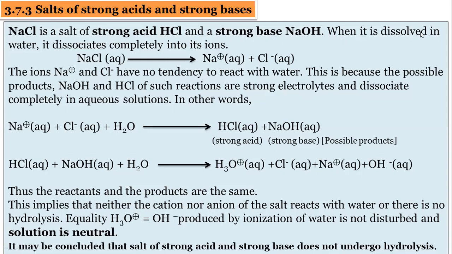So when this salt is dissolved in water, what will happen? It dissociates completely into its ions. NaCl aqueous, the meaning of aqueous is dissolved in water, produces the ions Na+ aqueous and Cl- aqueous. It is completely dissociated. It is shown with a single-headed arrow. See, this single-headed arrow indicates that it is completely dissociated into Cl- anions and Na+ cations.